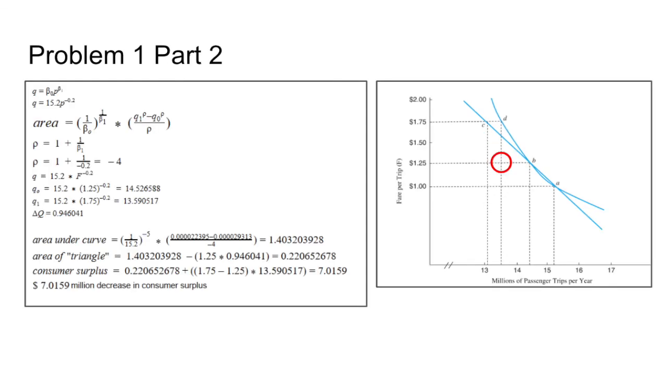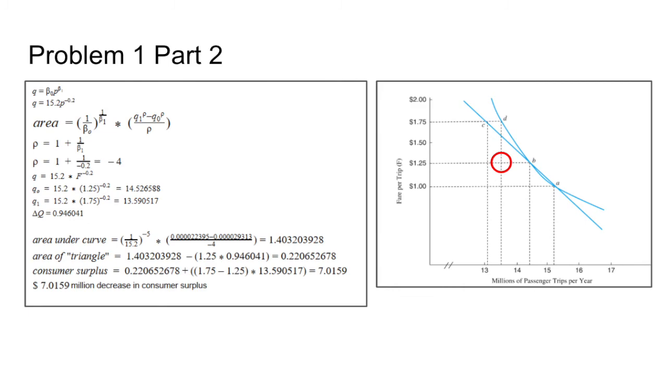Part 2 follows a similar concept, but with the curved constant elasticity graph, which has the function q equals 15.2 times f raised to the negative 0.2 power. The area equation in large font on the left attains the full area under the curve. The lower rectangle is bound by point B, the point in the red circle, and 13.59 and 14.53 on the horizontal axis, which are the ending and starting quantities respectively.